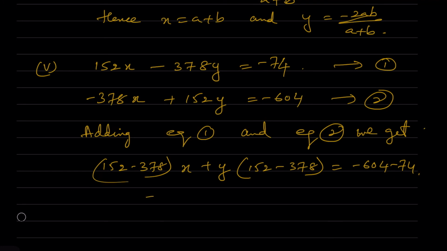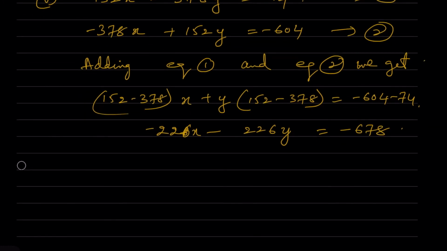So what are the values we are getting? We'll just see. Minus 226 x minus 226 y is equal to minus 678. So remove the minus sign throughout, dividing throughout by 226, you will get x plus y is equal to 3, because 226 into 3 will give you 678.